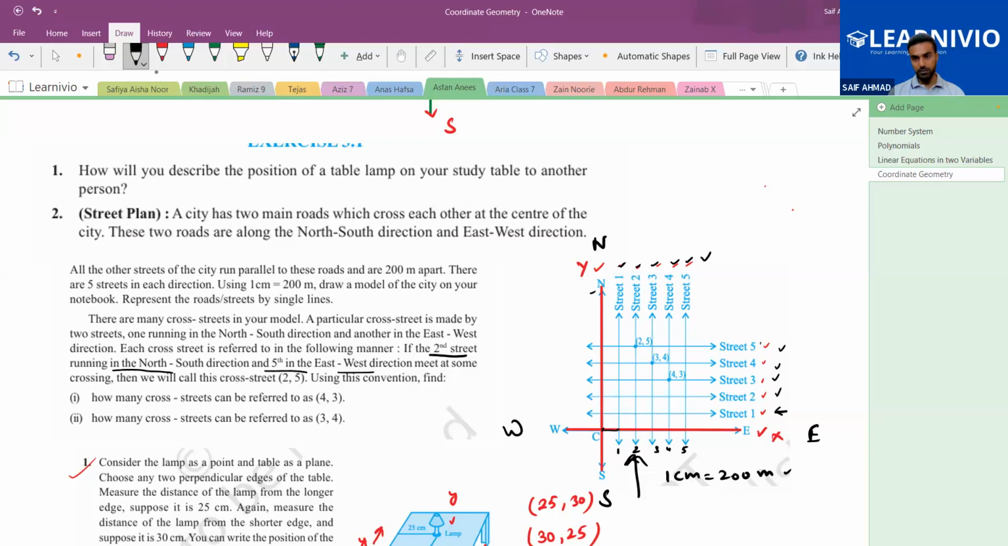For example, this is the fifth. It is running in the east-west direction, and these two streets cross each other here at 2, 5. Because it is 2 from the x-axis and 5 from the y-axis, the coordinate of this crossing will be 2, 5. Understood? Yes. Now the question is, how many cross streets can be referred to as 4, 3? Here 4, 3.